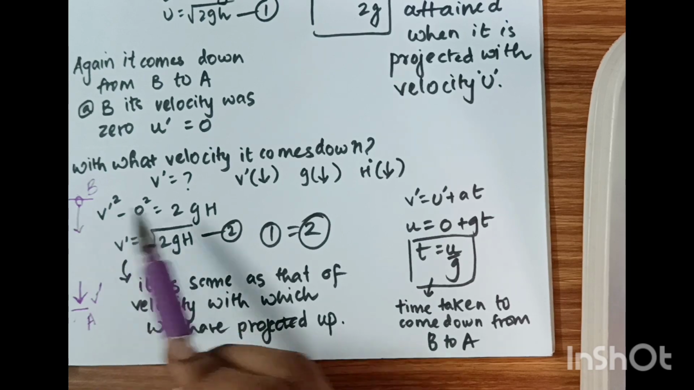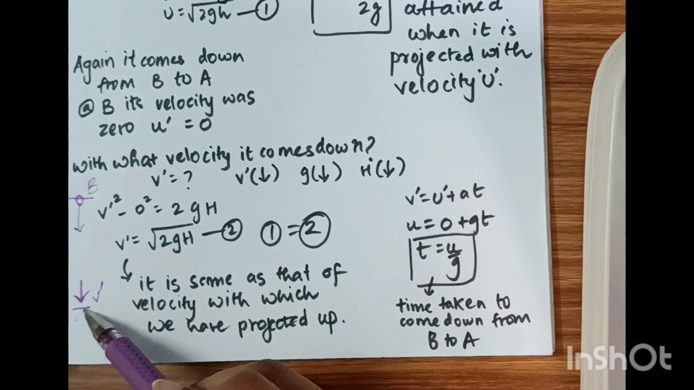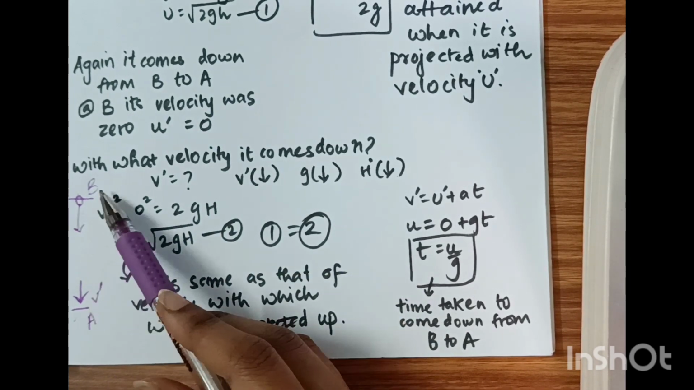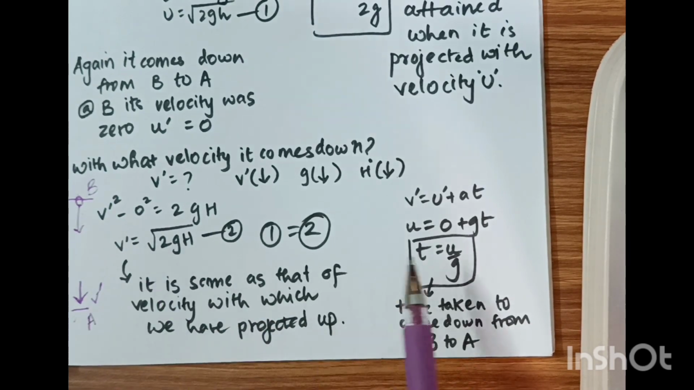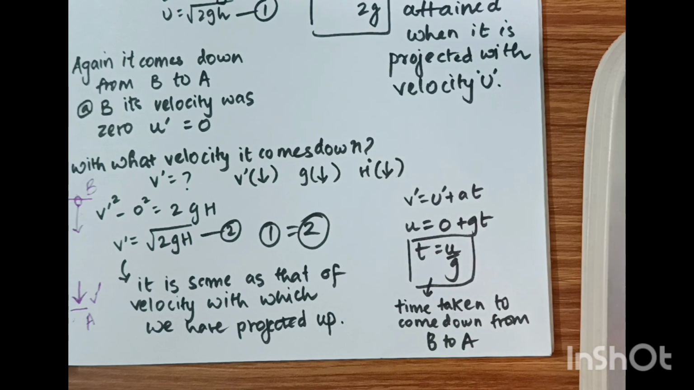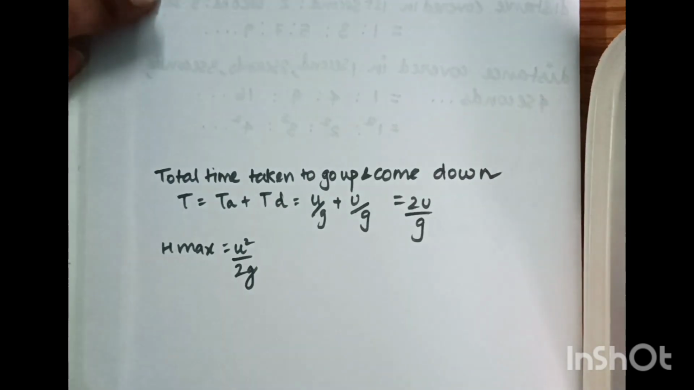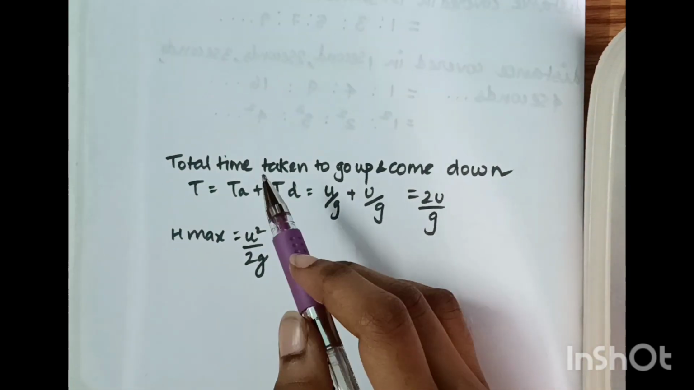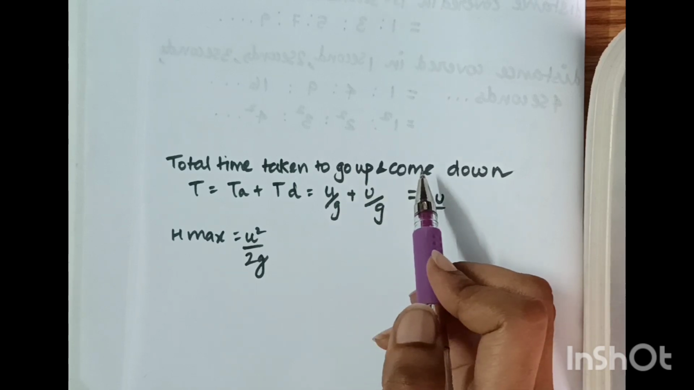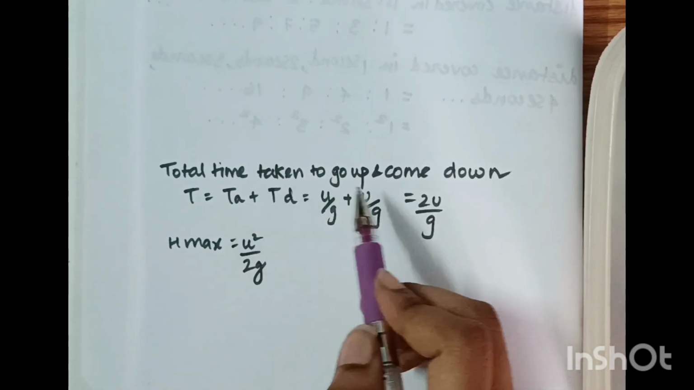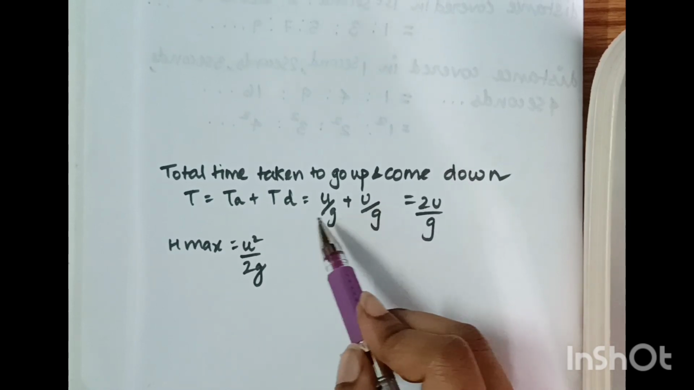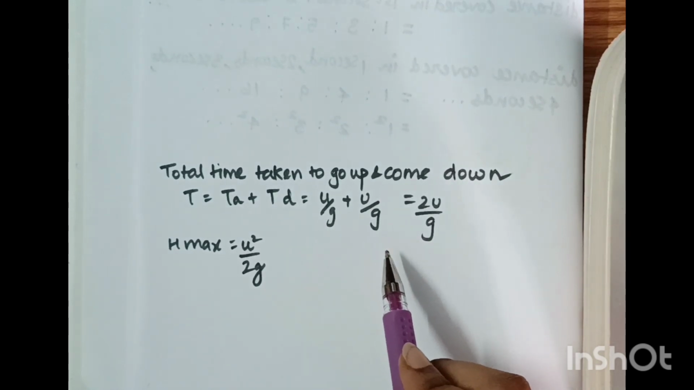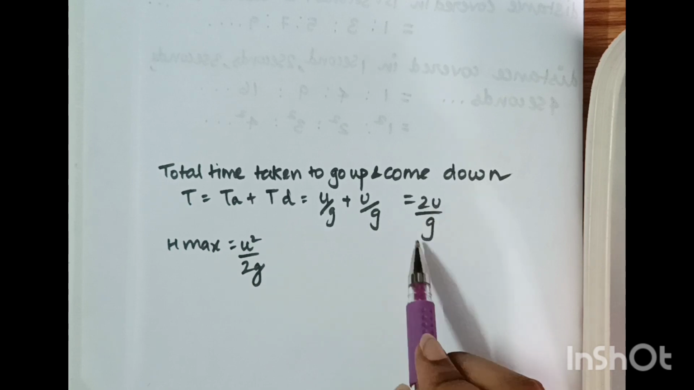Previously it was going from A to B, and that time was also u by g. Now it is coming from B to A, and this time is also equal to u by g. Now what we have to understand is the total time taken to go up and come down. To go up it took u by g, to come down it took u by g. So the total time taken by the ball to go up and come down is 2u by g.